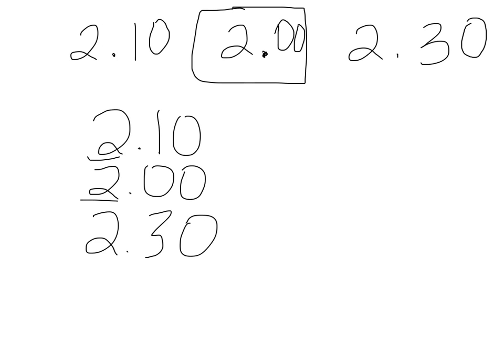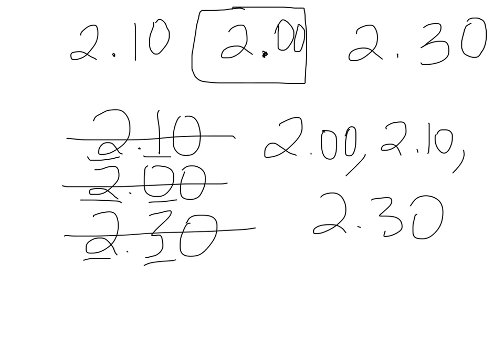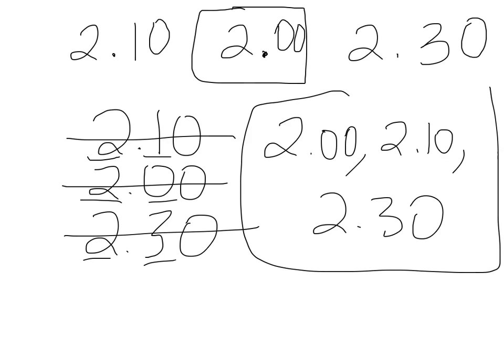So in the 1 spot, these all have the same number, 2. Now we move to the tenth spot, and the smallest one would be the one with the 0. So 2.00 comes first. I'll cross that one off since I'm done with it. The next smallest number would be the 2.10. I will cross that off, and the next number would be 2.30, which is the largest. And that is how we compare decimals and put them in order.